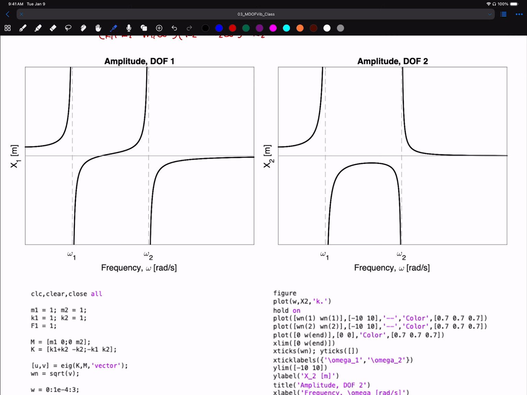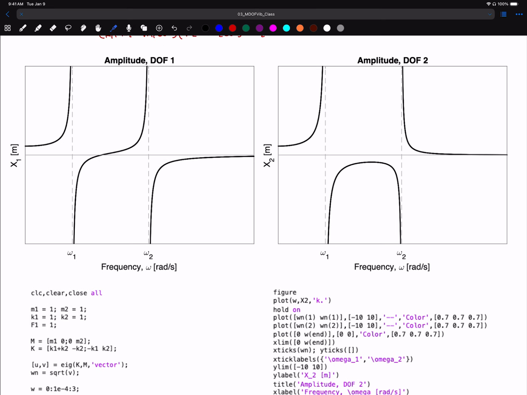And the same thing is true for the second natural frequency. For the first mass, it's going to blow up to either positive or minus infinity, and the same thing is true for the second degree of freedom. So forcing at resonance is going to lead to very large amplitudes that are then going to lead to things breaking in the real world.